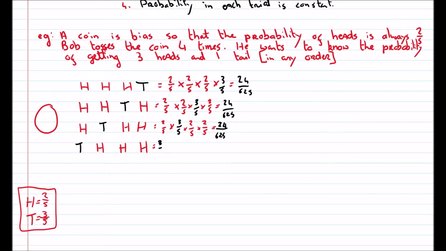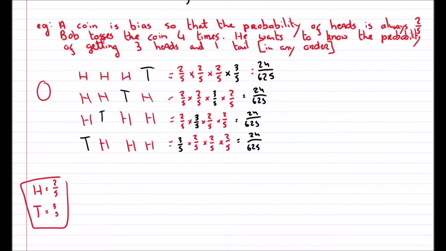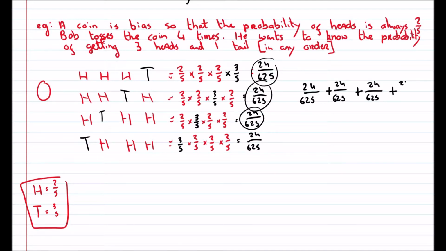And lastly, chance of getting tails first, 3/5, and a head, 2/5, and another head, 2/5, and another head, 2/5. That all equals 24/625. In order for me to get 3 heads, I could get head, head, head, tails, this one, or head, head, tails, head, which is this one, or, notice I'm stressing the or, plus, head, tails, head, head, which is this one, or tails, head, head, head, which is this one. And if I add that all up, I will get 96 over 625.